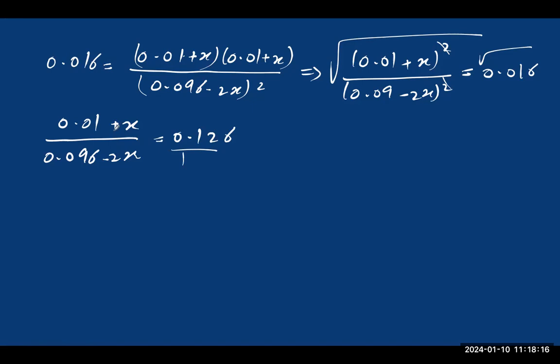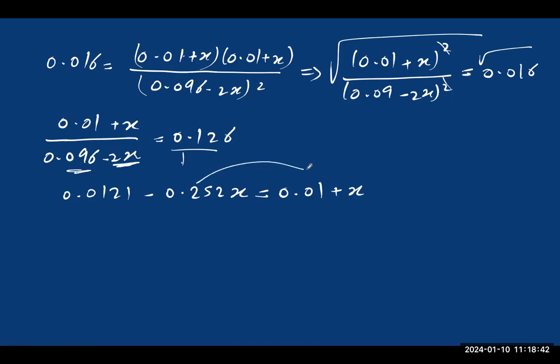So multiply these two: 0.096 will be multiplied by 0.126, which is 0.0121, minus 2x multiplied by 0.126, which gives you 0.252x, equal to 0.01 plus x. Now we solve the equation, so this x goes to the other side, and this value comes here, and by doing this, we find the value for x, which is equal to 0.0017.